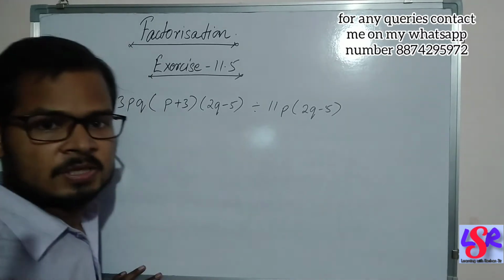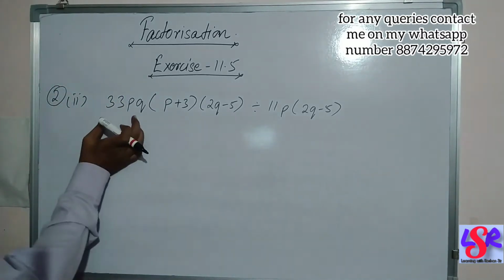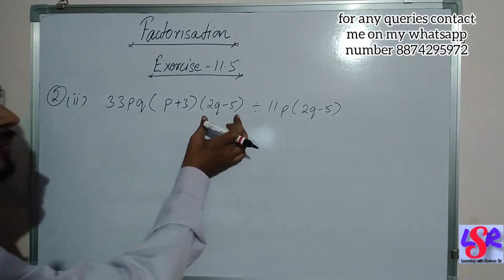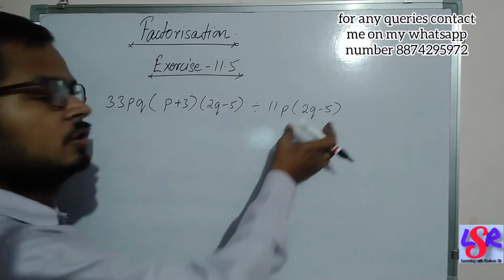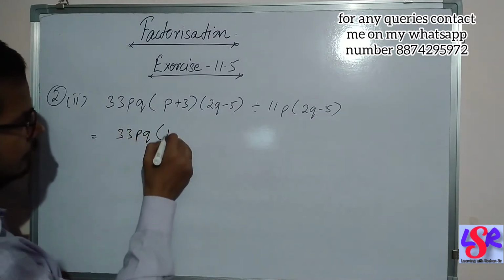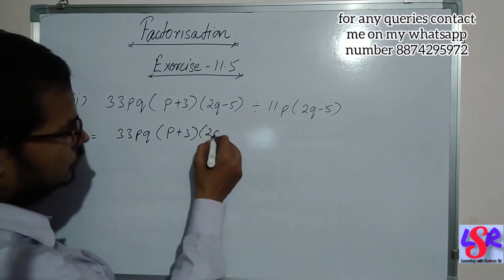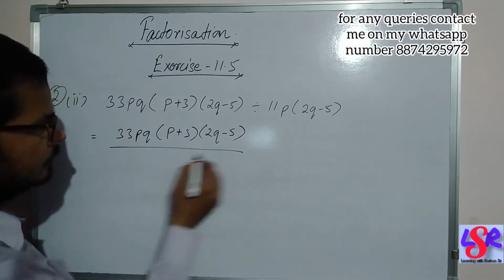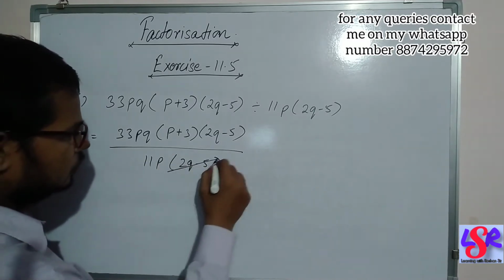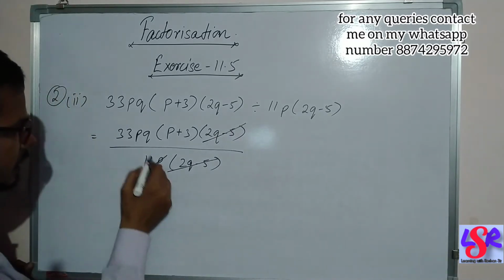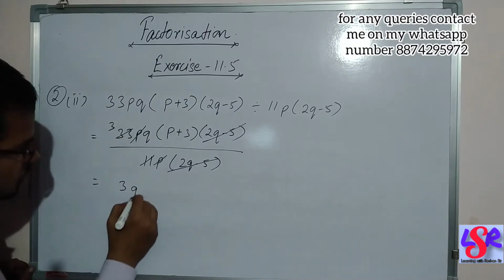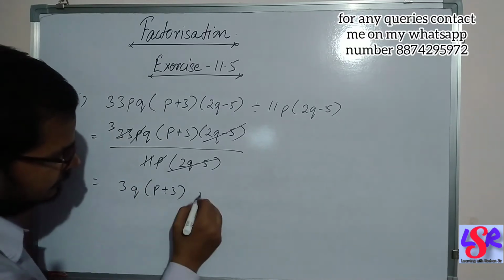Now let's see question number 2, second part. Here we are having 33pq in a bracket (p plus 3) and q (2q minus 5), and divided by 11p and (2q minus 5). Now place the values. This is 33pq, (p plus 3), (2q minus 5) whole upon 11p and (2q minus 5). Now this 2q minus 5 is cancelled by this one. p is cancelled by p, and 11 is cancelled by here. We get 3. So 3q and (p plus 3) as answer.